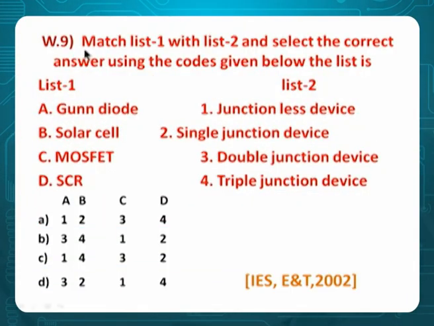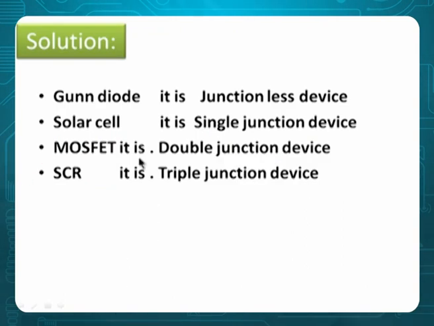Question number 9. Match list 1 with list 2 and select the correct answer. Gunn diode, solar cell, MOSFET, SCR. Gunn diode is a junctionless device. Solar cell is a single junction device. MOSFET, double junction device. SCR, triple junction device. So the option is A. In the matching, we have to go for the option.